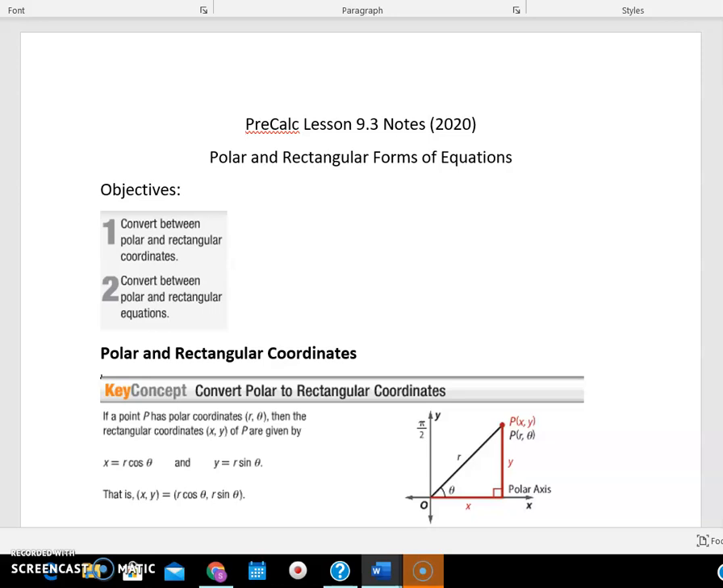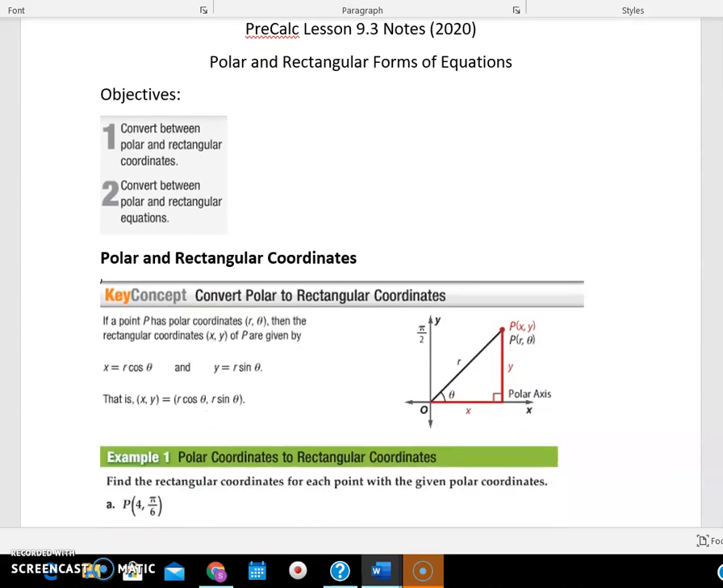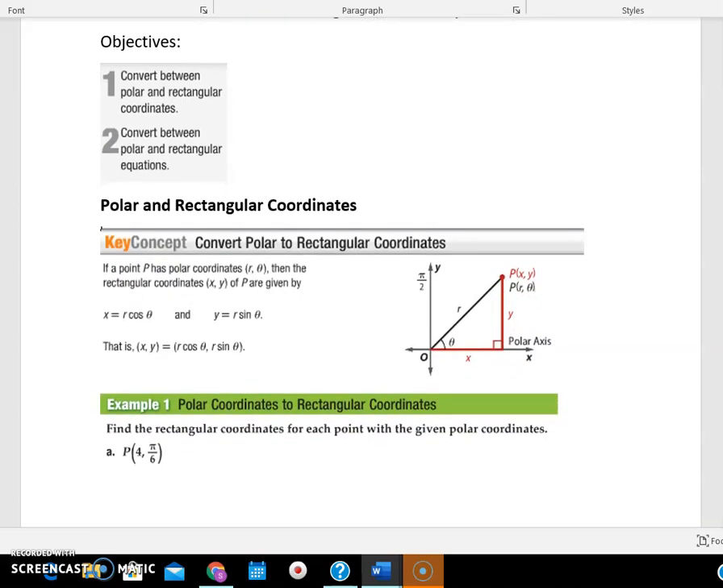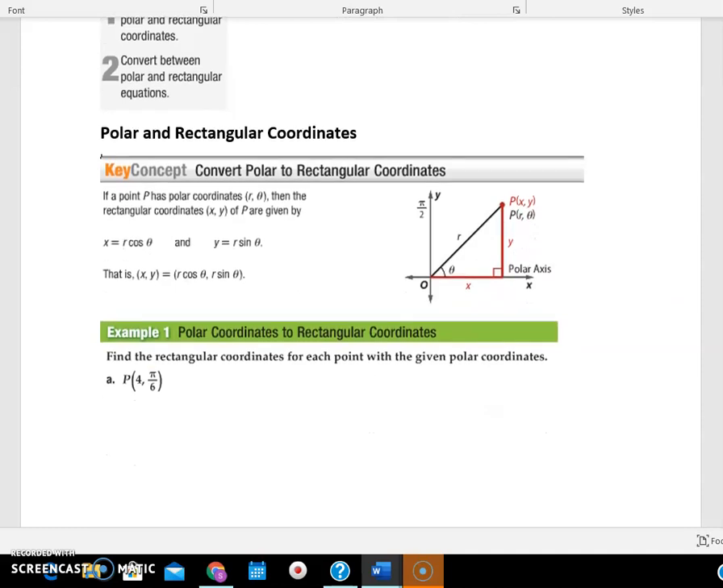So rectangular form is y equals mx plus b. And then of course our polar forms are r equals maybe sine theta. That would be an example of polar form. So we're just going to learn how to go back and forth between the two. So we're going to convert between polar and rectangular equations.